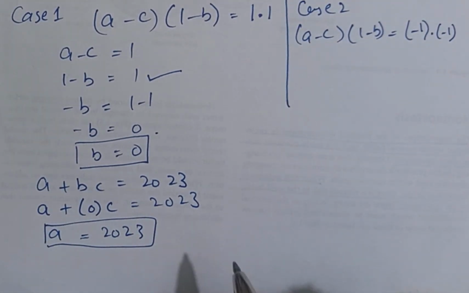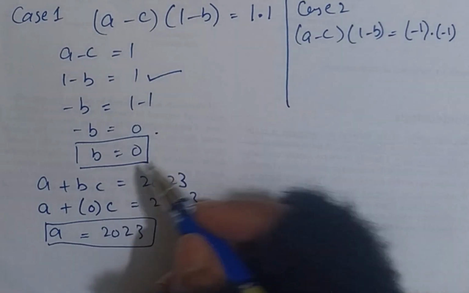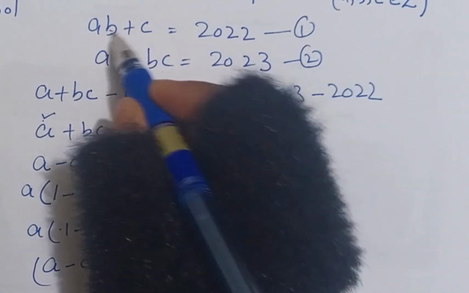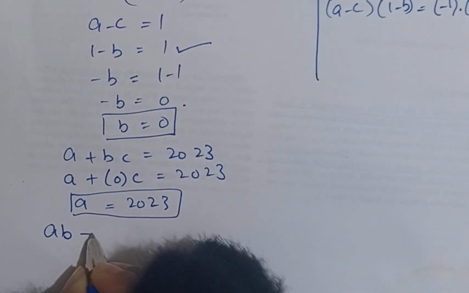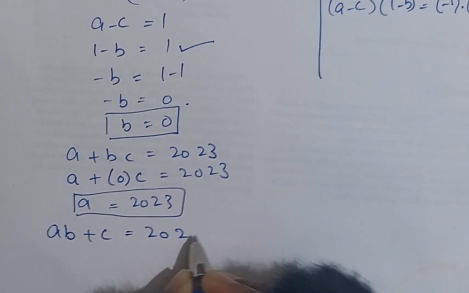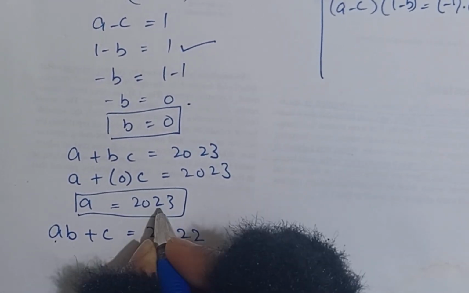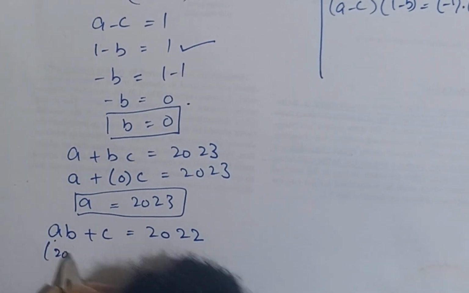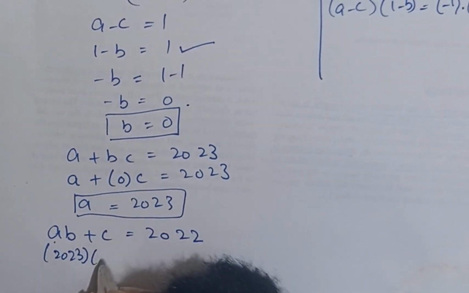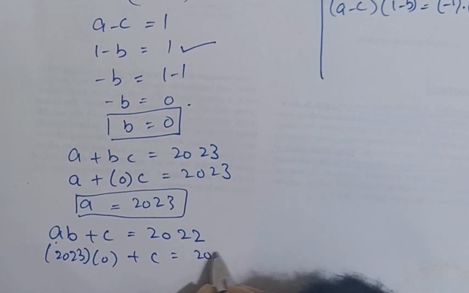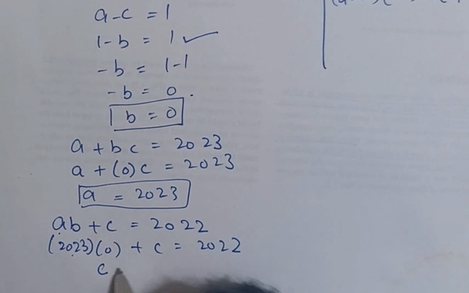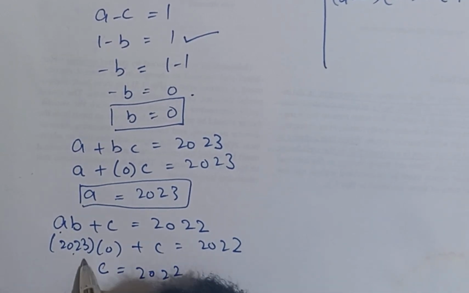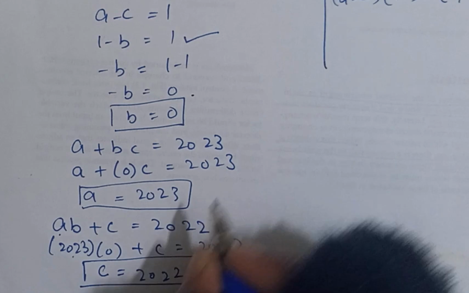Now in the next step we find the value of C. So we substitute the values of A and B in equation number 1. The equation 1 is AB plus C is equal to 2022, and A is 2023, B is 0, plus C is equal to 2022. So this will give us 0. 0 plus C is just C, equal to 2022. This is the value of C using case 1.